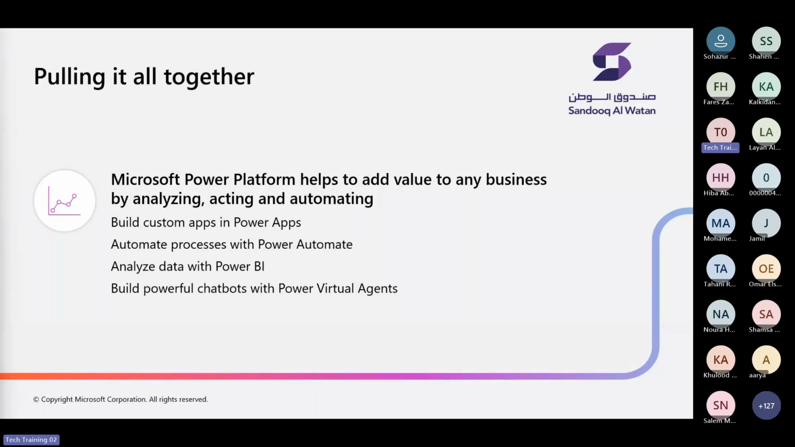So, at the end of this overview, before we start our hands-on, the Microsoft Power Platform helps us add value to any business by analyzing, acting, and automating. Analyzing by Power BI, acting by Power Apps, and automating by Power Automate, in this way. Of course, we can add more tools like AI Builder, chatbots, and other tools.